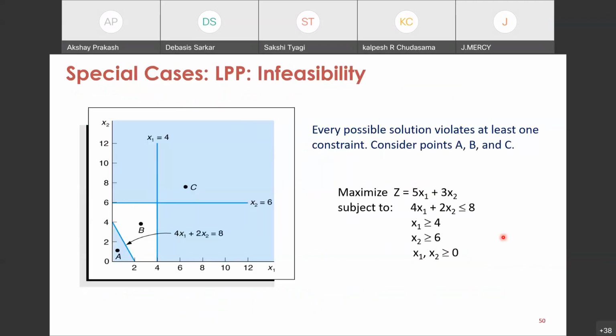Okay. So you have these constraints, and I have drawn all these constraints. Now this LPP is infeasible because every possible solution will violate at least one of the constraints. So you do not have a shaded region such that all these constraints are satisfied. So this is an infeasible linear programming problem.